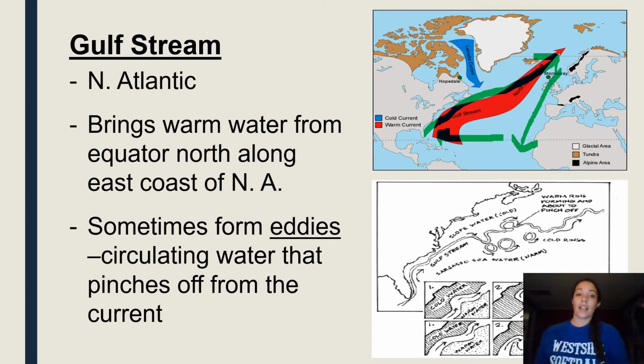Sometimes it forms something called eddies. This is circulating water that pinches off from the current. You have eddies down here. Sometimes that water will pinch off, cold water, warm water, it separates, and it causes a little current within itself that moves off into the ocean, carrying a mixture of cold and warm water.